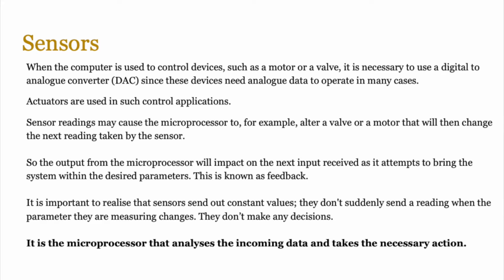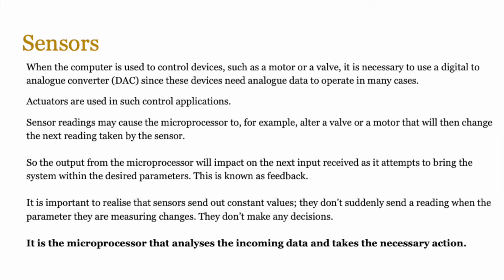Another thing of vital importance is to realize that sensors send out constant values. They don't suddenly send a reading when the parameter they're measuring changes. They don't make any decisions. Students lose marks by saying sensors make decisions. They really don't. All they do is detect data and send it off to a CPU to make a decision. It is the microprocessor or the CPU that analyzes the incoming data and then takes some action based on it. So it makes a decision.